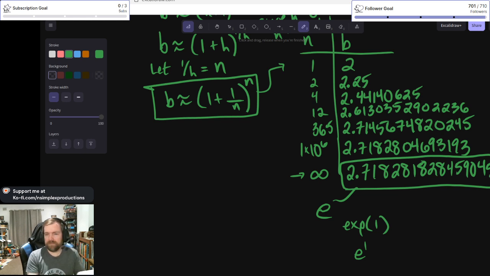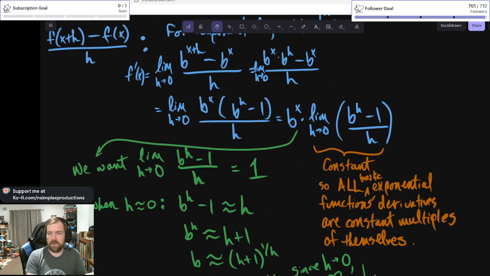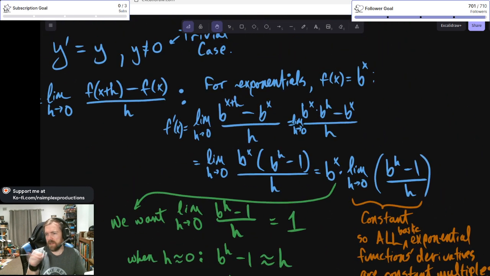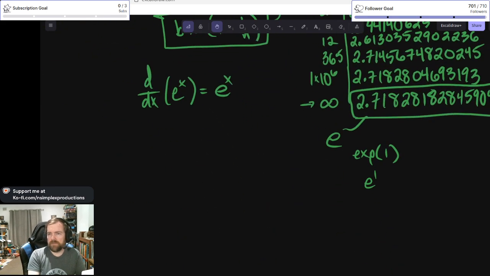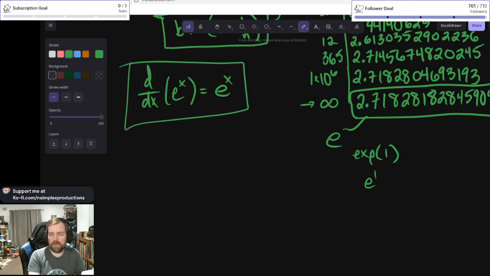Okay, so the derivative d/dx of e to the x will always be just e to the x, no matter what value x is going to be. So again, same deal with all of this up here. We're going to see that, again, the (b to the h minus 1) over h has a limiting value of 1 when b is this e value. Found it!